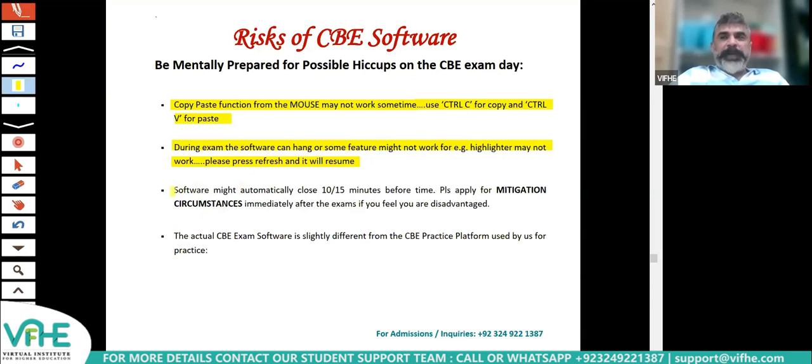The third issue which some students face is that the software might automatically close 10 to 15 minutes before the time. So if it is a 3 hour and 15 minutes paper, sometimes the CB platform closes the software and submits the paper 15 minutes, 20 minutes before the ending time. You might not be able to complete the paper, right? In that case, please apply for mitigating circumstances through your MyACCA portal immediately after the exam if you feel you were disadvantaged. Okay, got it?